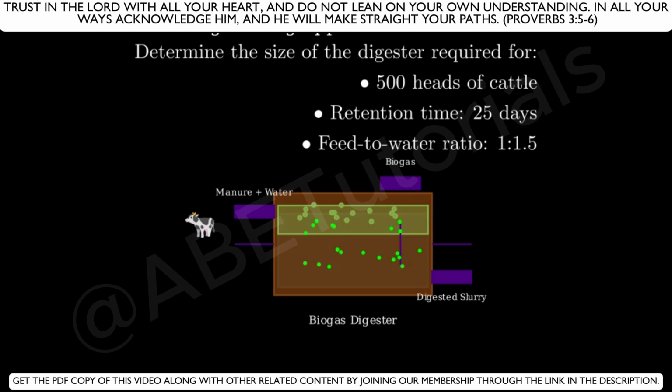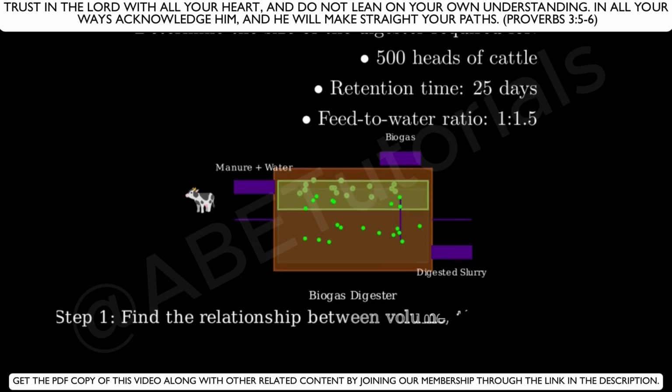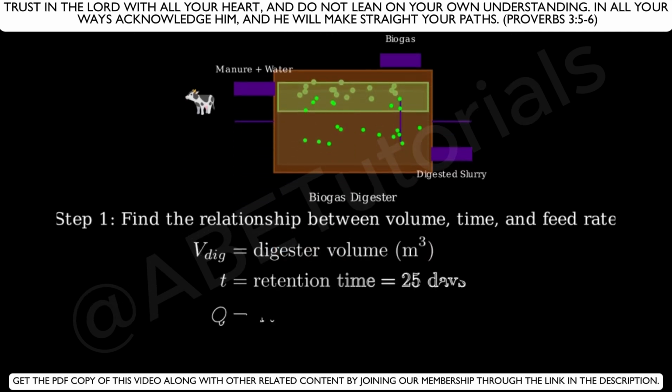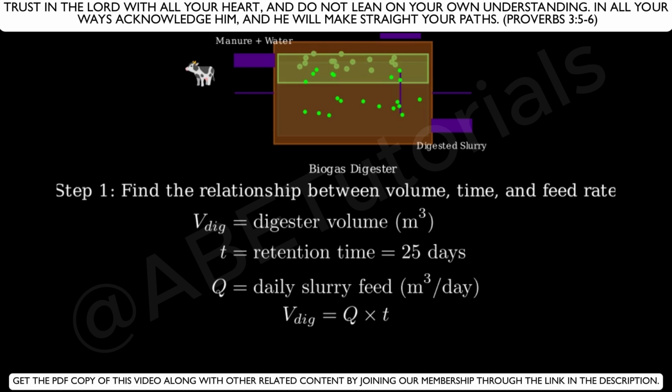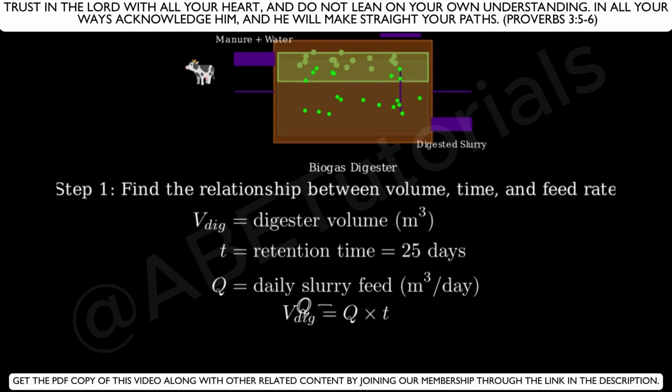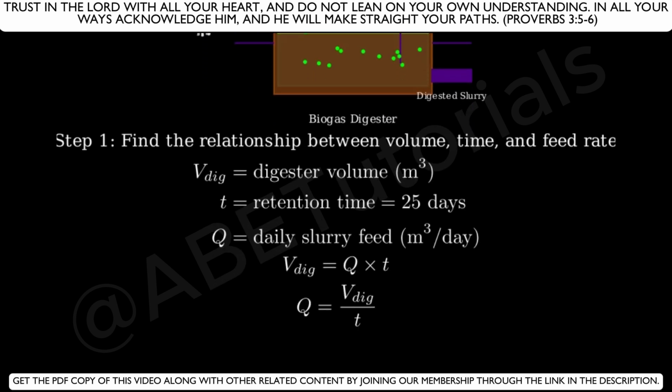Now, let's start solving our problem. Step 1. Find the relationship between digester volume, retention time, and daily slurry feed. Let's define our variables. V sub dig is the digester volume in cubic meters, T is the retention time in days, which we know is 25 days, and Q is the daily slurry feed in cubic meters per day. In steady state, the digester holds T days worth of feed, so we can write V sub dig equals Q times T. Since we're asked to find V sub dig, let's first determine the daily slurry feed Q.